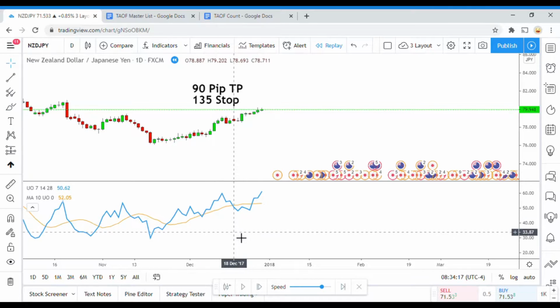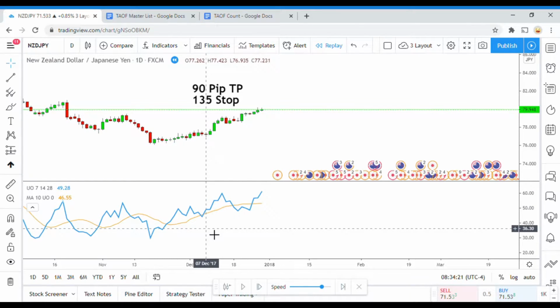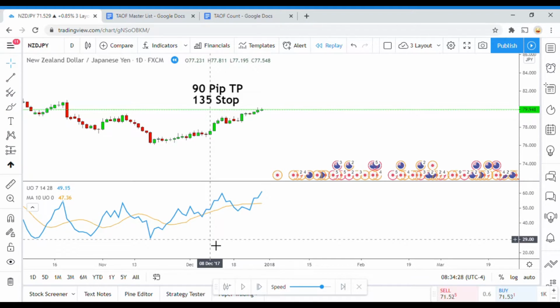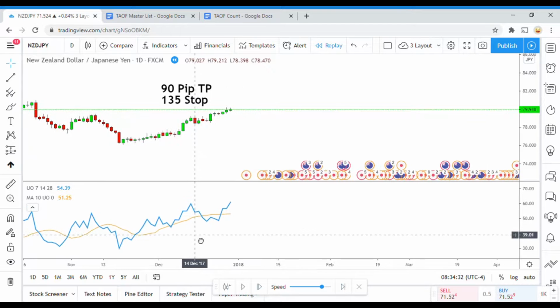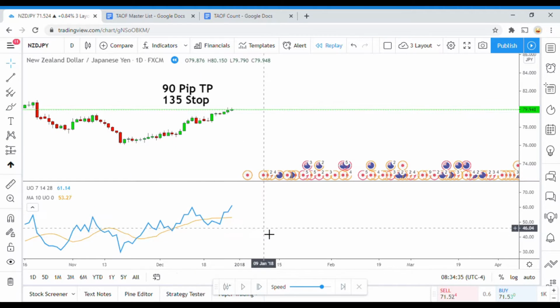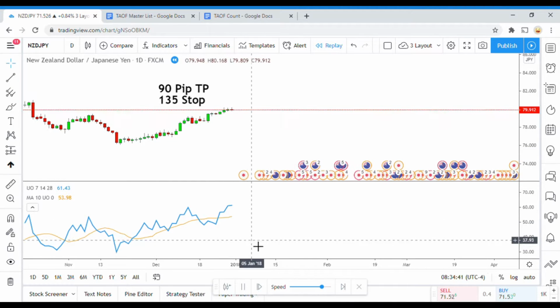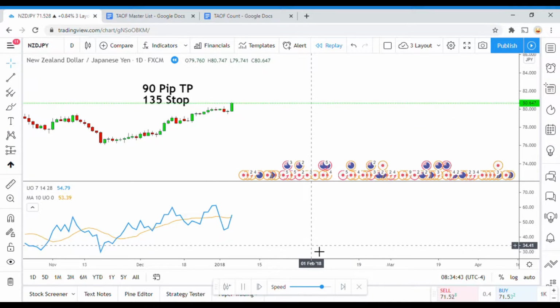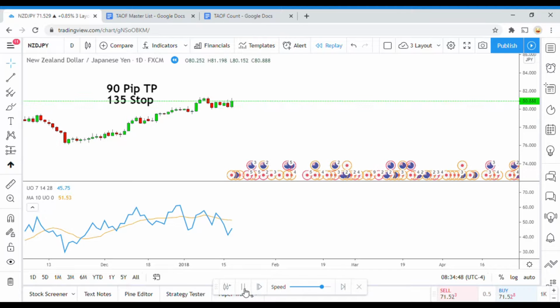When the light blue line crosses down below the orange line, that is a signal to go short. When the light blue line crosses up above the orange line, that is a signal to go long. And that is how we are going to test it today. So let's get started with the testing here and see what we can come up with.